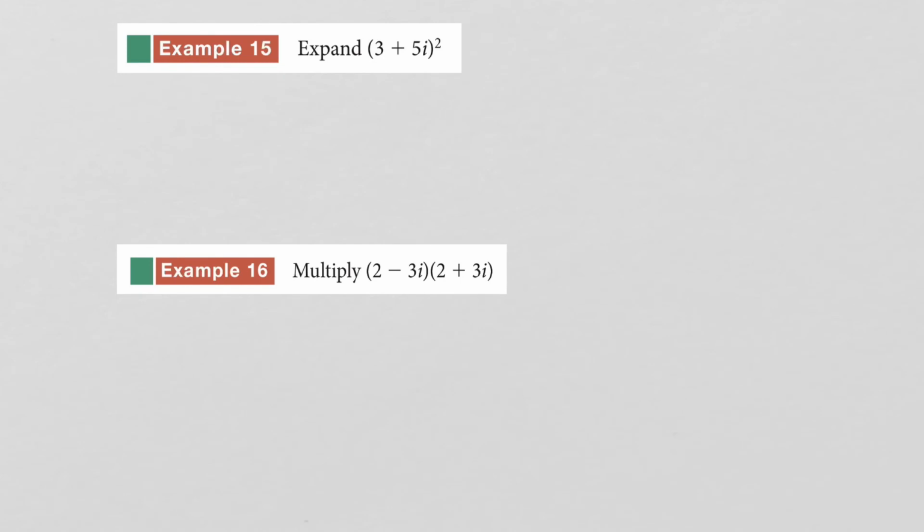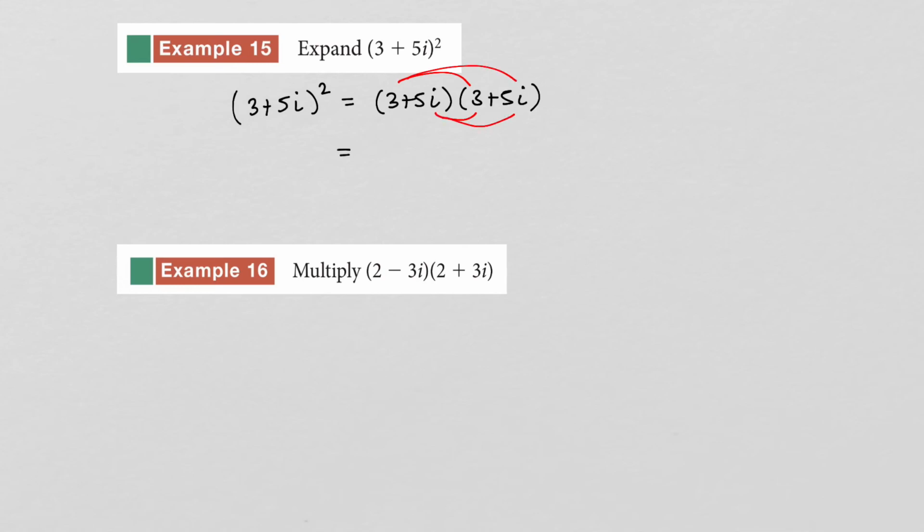For the next example, we are asked to expand 3 plus 5i to the second power. So let's remember that when you square something, you need to multiply that thing by itself. And then from there, we use the FOIL procedure as described on the previous page. 3 times 3 is 9. 3 times 5i is positive 15i. 5i times 3 is positive 15i. And positive 5i times positive 5i is positive 25i squared.